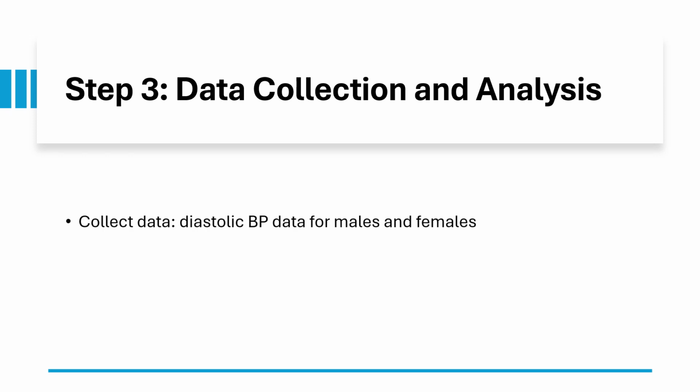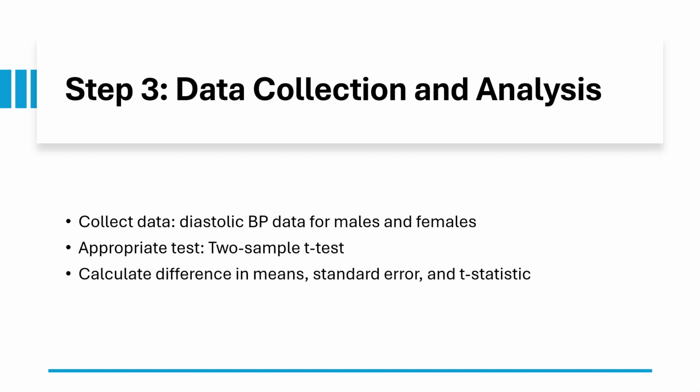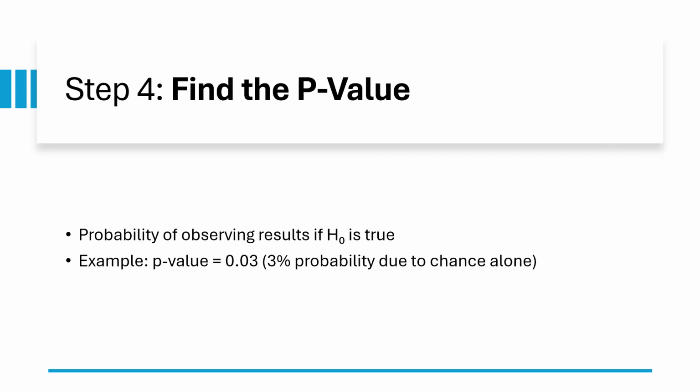And then you go ahead and collect data, including diastolic blood pressure for males and females. You perform the appropriate test, maybe a 2-sample t-test or ANOVA, whatever is appropriate for your analysis. You calculate your means, standard errors, and t-statistic. And then you find a p-value. In fact, when you conduct your statistical test, the p-value will be calculated as a part of those results. You look at your p-value.